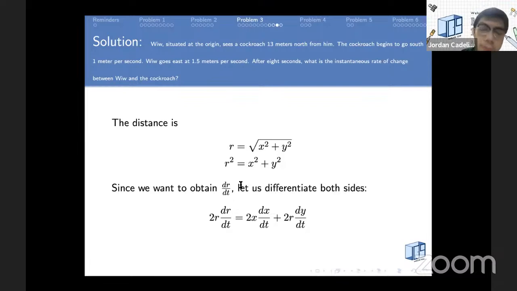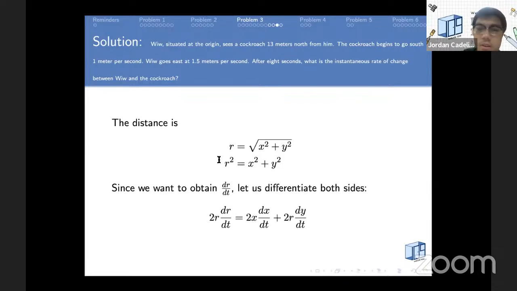So what happens is it becomes 2r times dr over dt equals 2x times dx over dt, and also, it should be 2y, 2y dy over dt. This is just the chain rule because we are differentiating with respect to t. We're not only differentiating x squared, we're also differentiating x itself. So after this, of course, the exponent comes down, like here, 2x, then you multiply it by the derivative of x with respect to t. That's why it is dx over dt.